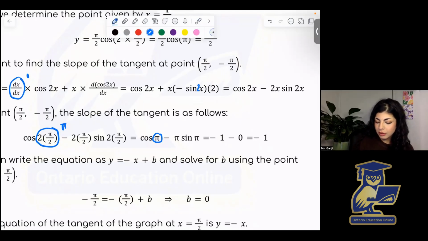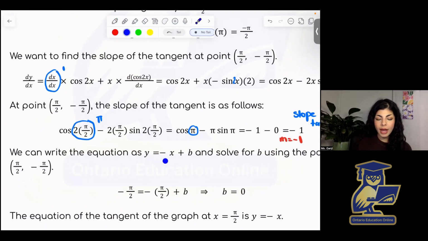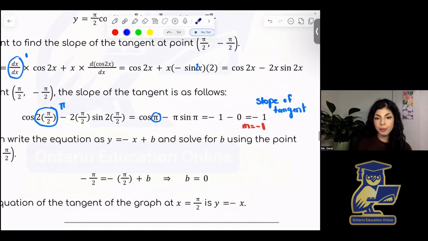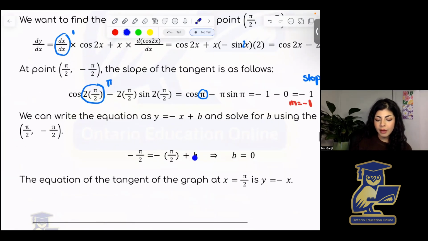So this is the slope of the tangent. And this is also equal to m. So m is equal to -1. And now we want to find the equation y equals mx plus b, and m is -1, so negative x plus b. And we have to solve for b. So we now use that point there. So if you do that, because of the equality here, we see that b is actually equal to 0.